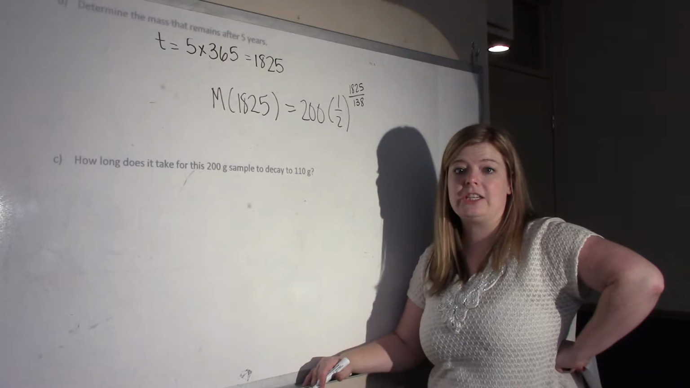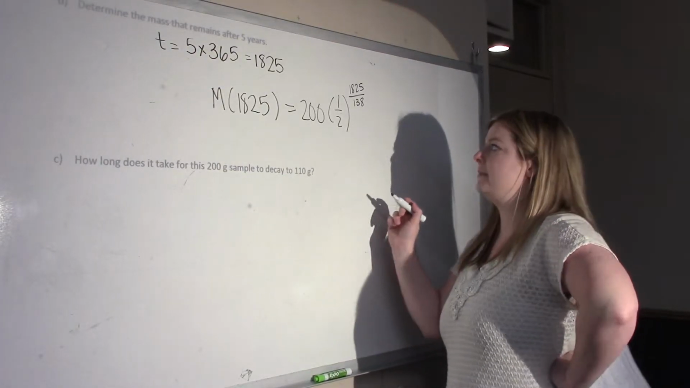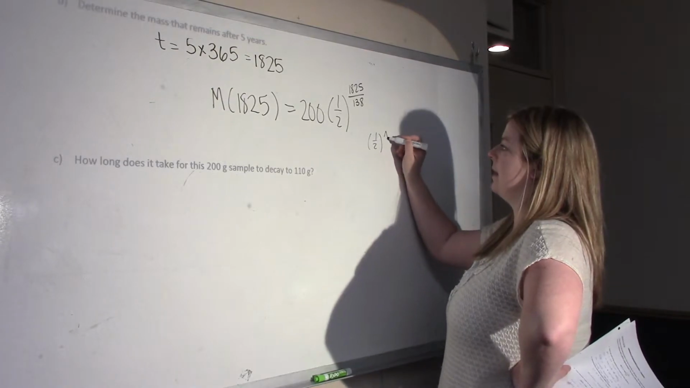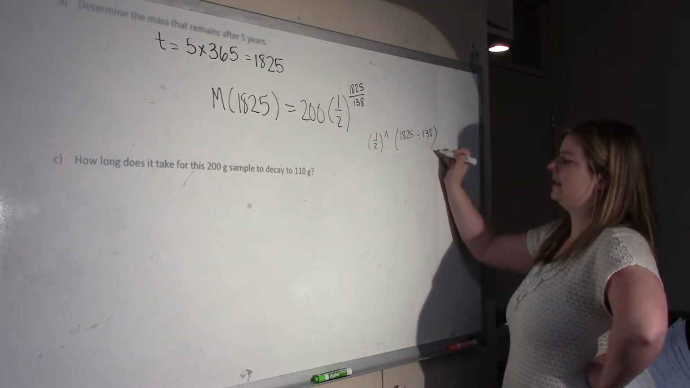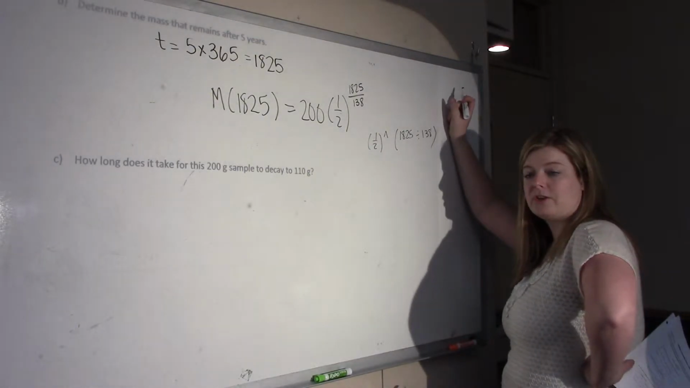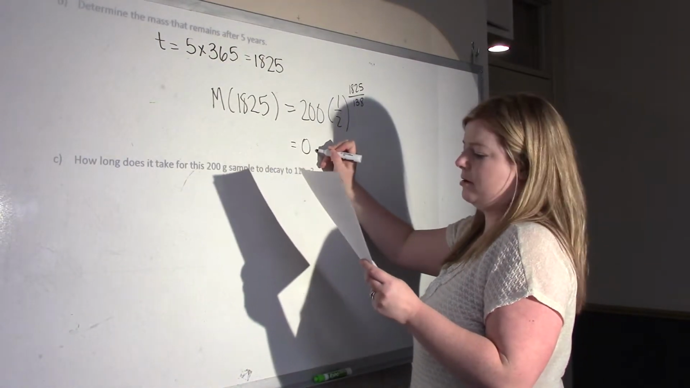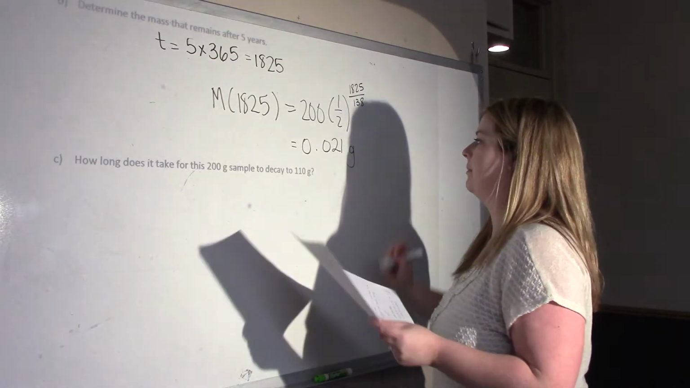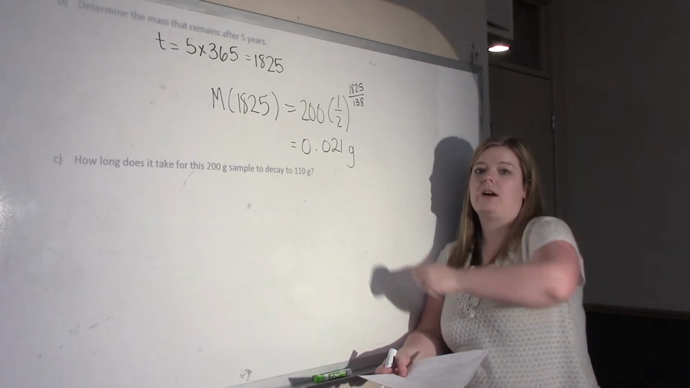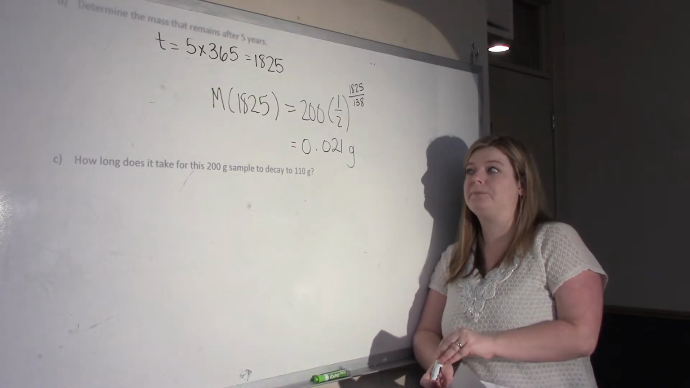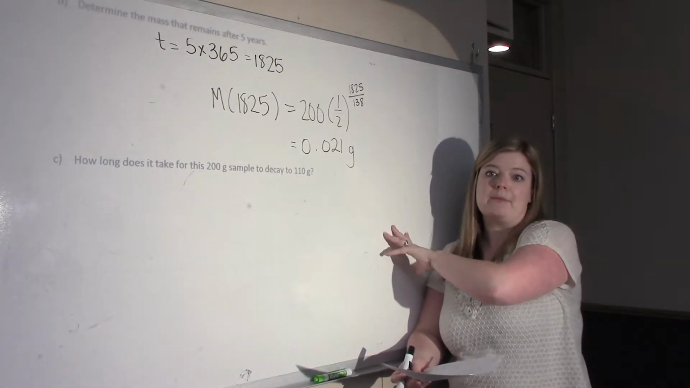Okay, now I want you to actually get your calculator out and do this to make sure you're putting it in your calculator properly. Okay, the 1/2 has to be in brackets, so I would do 1/2 to the power, and then in brackets put 1825 divided by 138. Find this and then just multiply it by 200. So you should get 0.021 grams as your answer. Please try that in your calculator to make sure you know how to do that. If you're not getting this answer, we'll work on it together to make sure you're using your calculator appropriately. So this means that after 5 years, there's 0.021 grams of the polonium left.